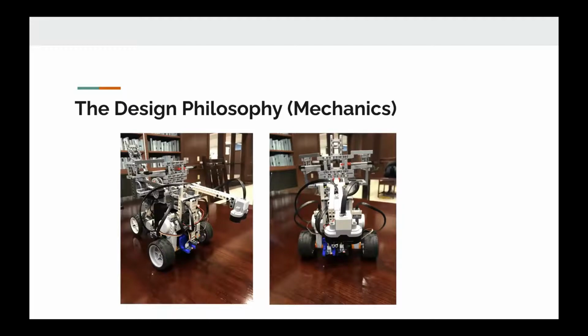This is a front view and a back view of a robot. Next slide.